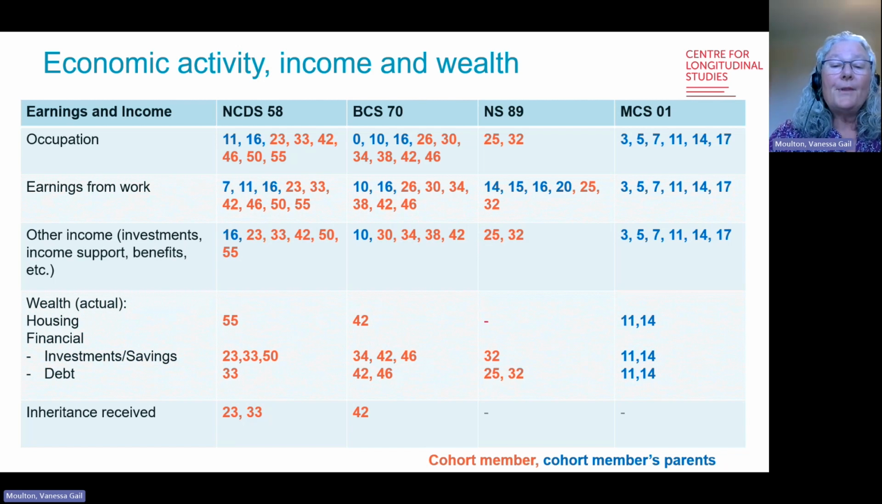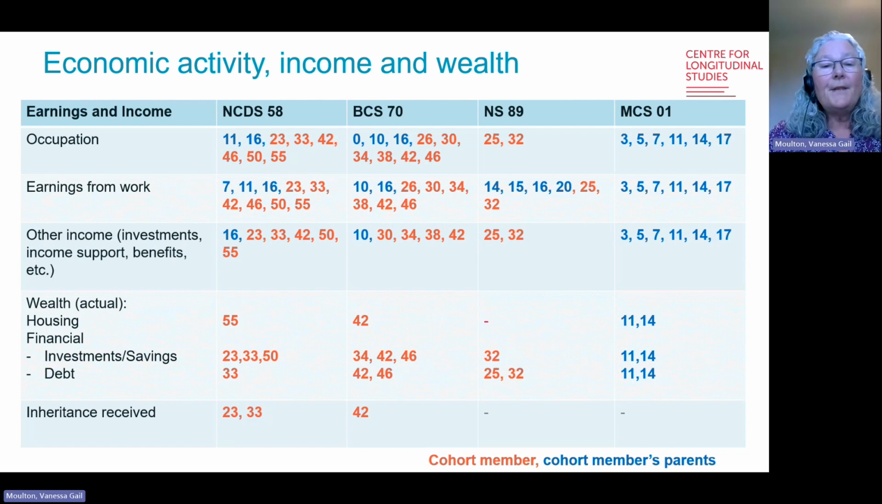And in each of the columns, we have the study, and in the boxes, we have the age at which the information was collected. The blue age represents the cohort members' parents, and the orange the cohort members themselves. And the information is in detail, so you can look back at it, but we'll give you a broad overview of what's there.